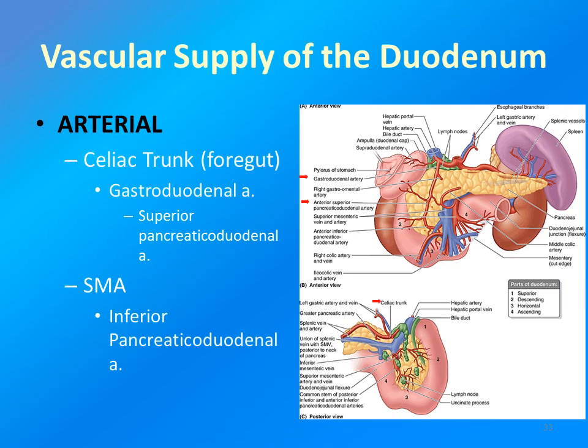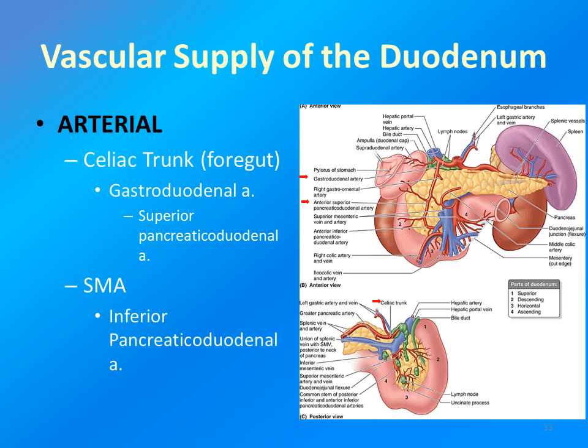The superior mesenteric artery, the second major branch off the abdominal aorta, gives rise to the inferior pancreaticoduodenal artery, which also branches into anterior and posterior components and will anastomose with the superior components around the duodenum.